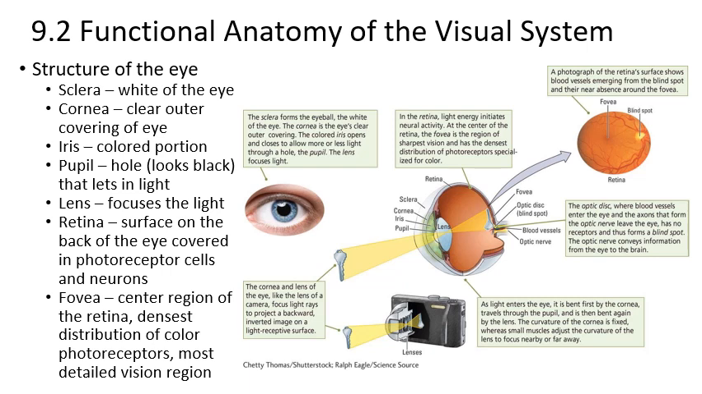The retina is the surface on the back of the eye that's catching the light, and the retina is covered in photoreceptor cells and retinal neurons. And then the fovea is this smaller area in the center of the retina, which has the densest distribution of color photoreceptors, and thus creates the most detailed vision.